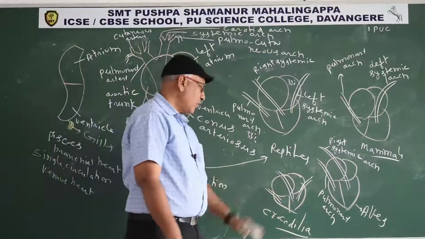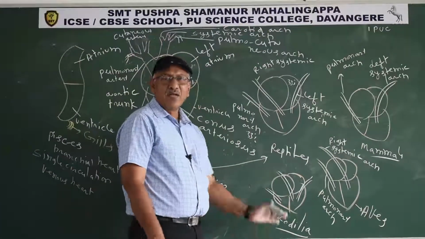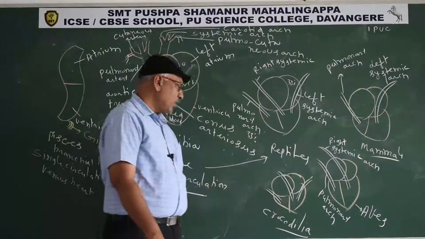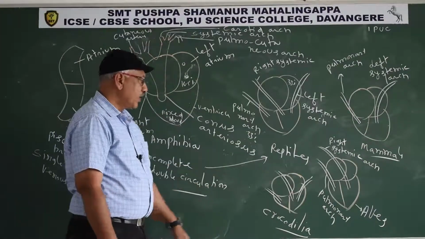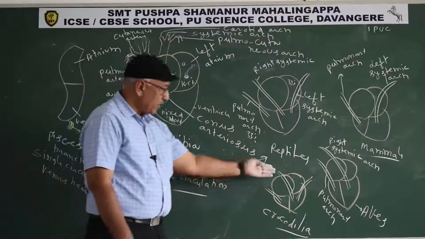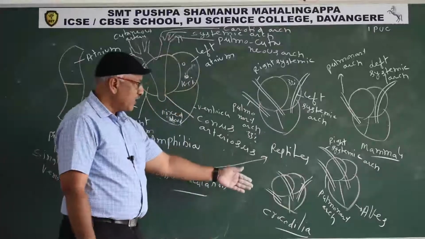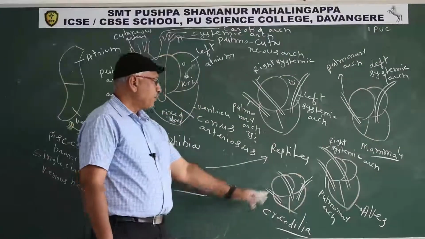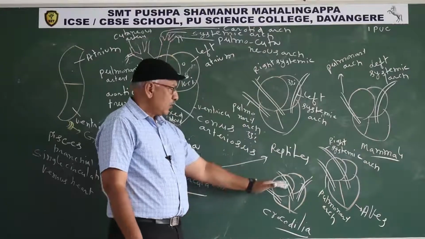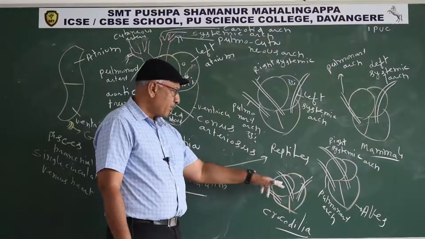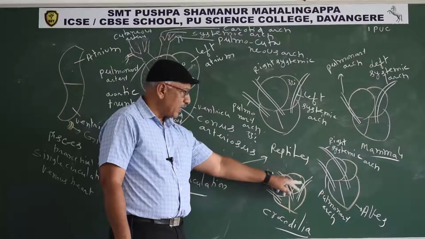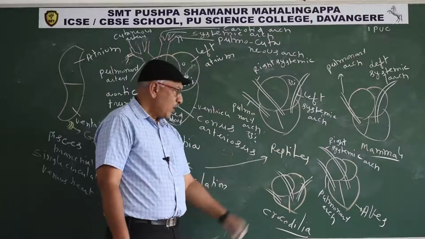In crocodilia, four-chambered heart. Ventricle is completely divided into two chambers: two atria, two ventricles. From the right ventricle, pulmonary arch arises. From the left ventricle, left systemic and right systemic arches arise. In right chambers, deoxygenated blood; in left chambers, oxygenated blood. So when the atria undergo contraction, from the right atrium, deoxygenated blood enters into right ventricle. From the left atrium, oxygenated blood enters into left ventricle.